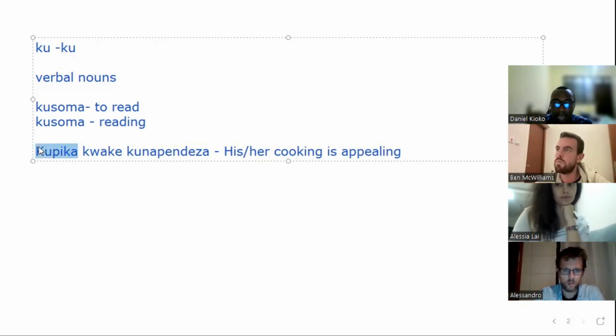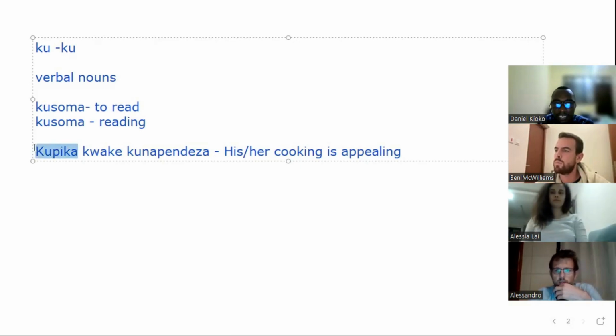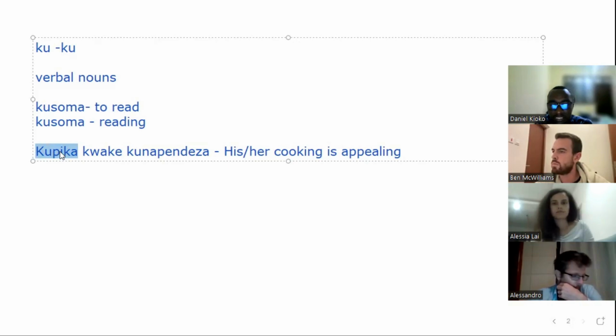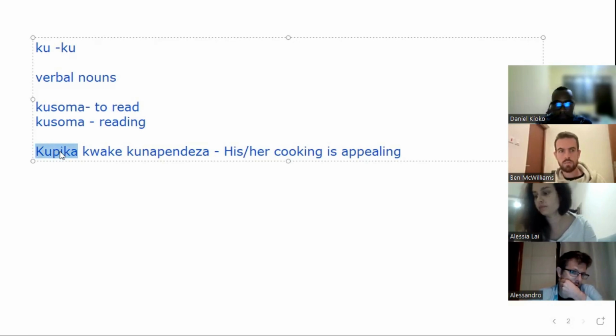Mostly, yes, actually, just something else to add. You see, kupika is the noun. We have noticed that Kiswahili starts with the noun. The noun is what starts the sentence. And when it starts, you have to conjugate with it.